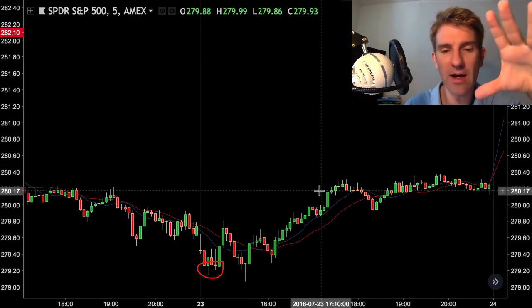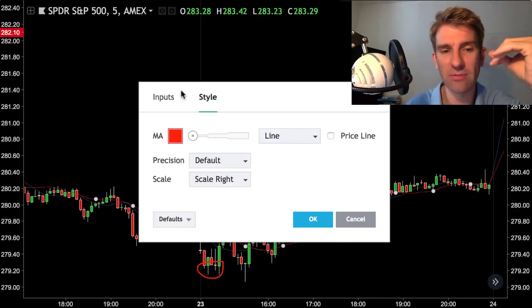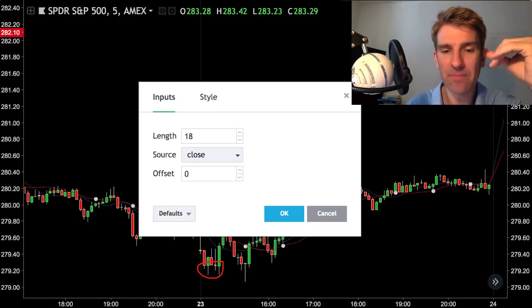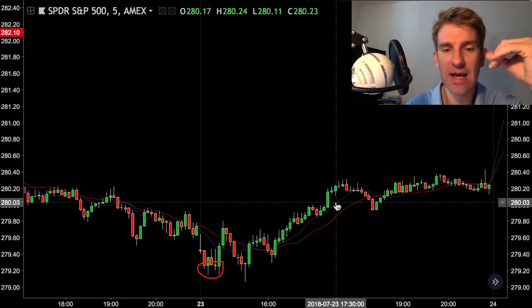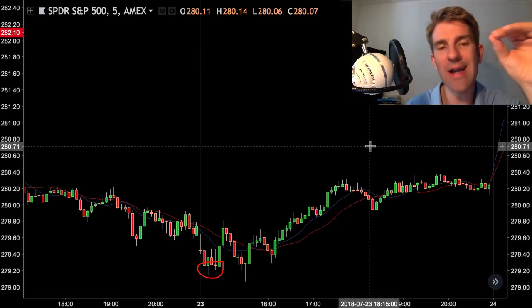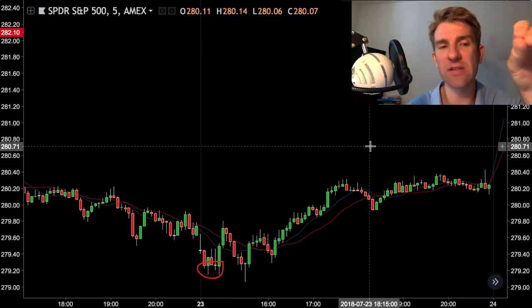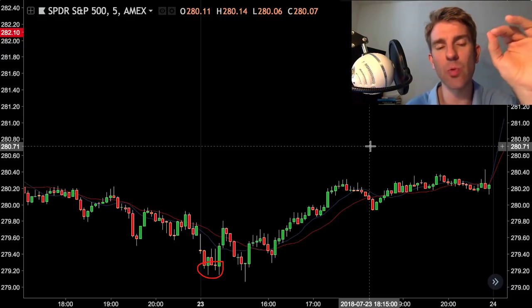So I've got here two moving averages. The simple moving average in the settings is 18, my red moving average, and I have a 9 period moving average, which is the blue. So a 9 and an 18, they're both simple. The time frame I've chosen for this is a 5 minute. Now I think this is probably the sweet spot for this setup.